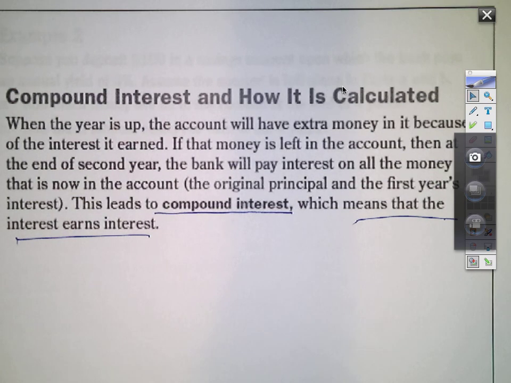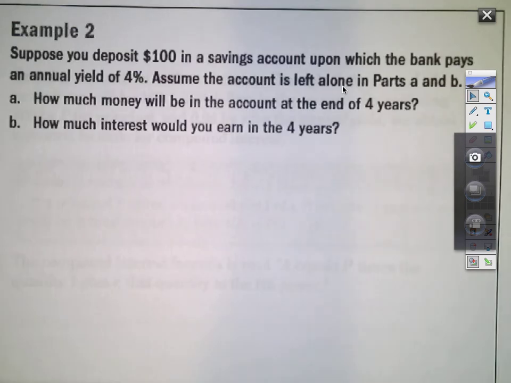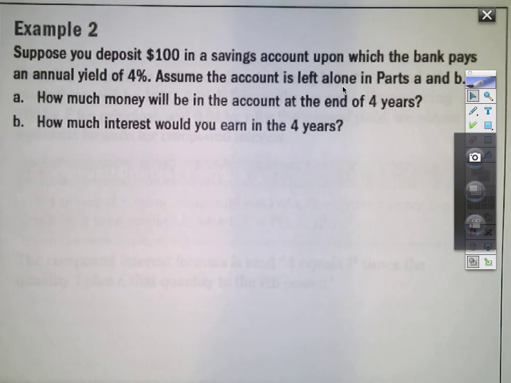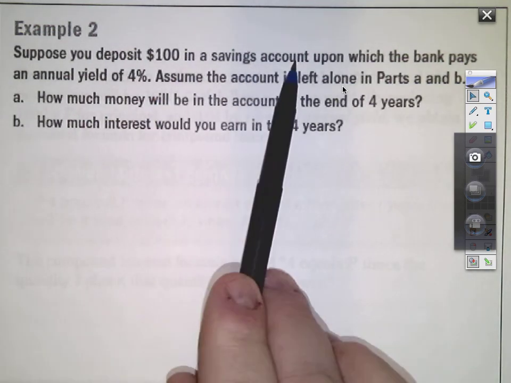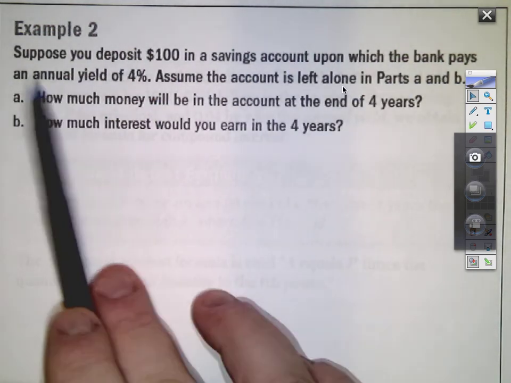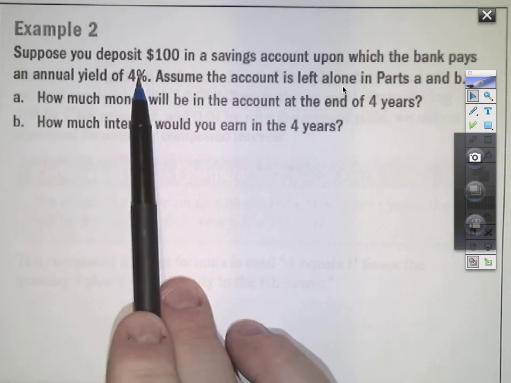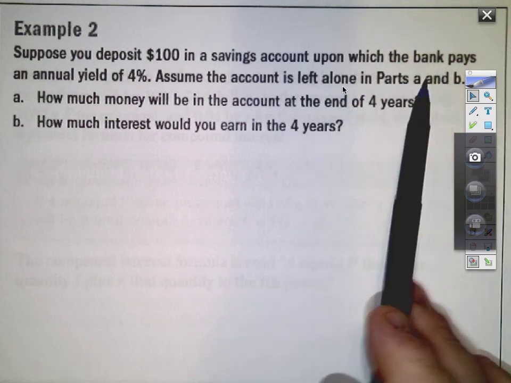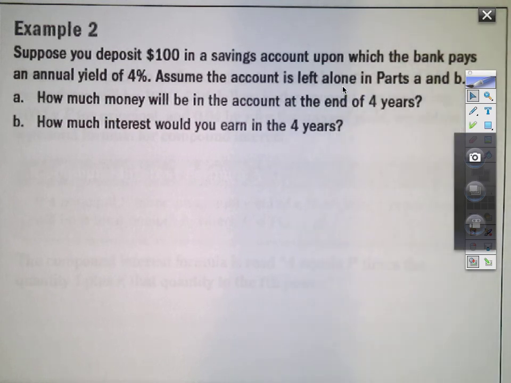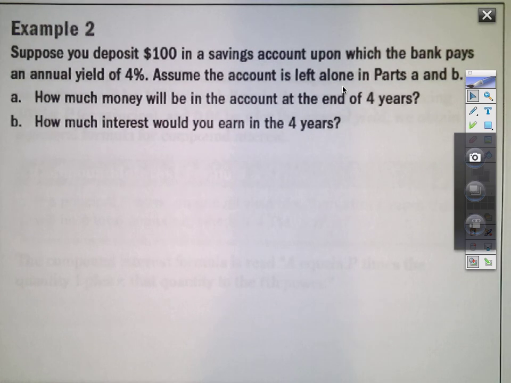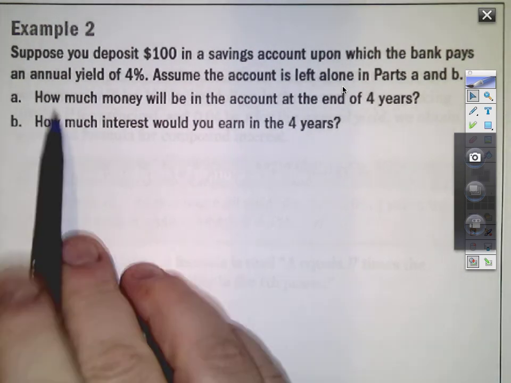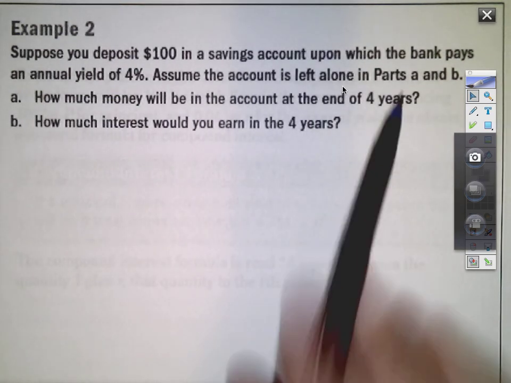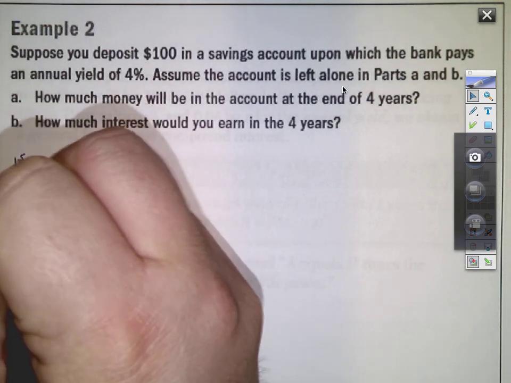Very important. Compound interest is interest that earns interest. Let's look at example 2, and I'll show you exactly what I mean. Example 2 says, suppose you deposit $100 in a savings account, upon which the bank pays an annual yield of 4%. Assume that the account is left alone in parts A and B, which means you will never take any money out of that account. A says, how much money will be in the account at the end of 4 years?